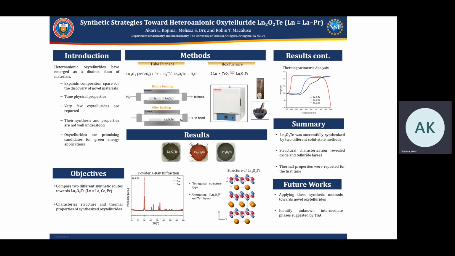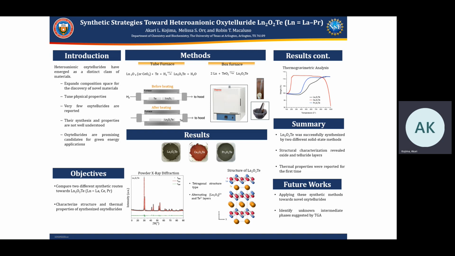In this work, we present and compare synthetic strategies towards oxytellurides using two different solid-state methods, as well as characterizing the structure and the thermal properties of synthesized oxytellurides using powder X-ray diffraction and thermogravimetric analysis. To clarify, we categorize the two synthetic methods by the type of furnaces we use. One of the methods calls for the tube furnace, which synthesizes the products by heating the material under a gas flow. The other method uses a box furnace and synthesizes the product through heat in a static vacuum.